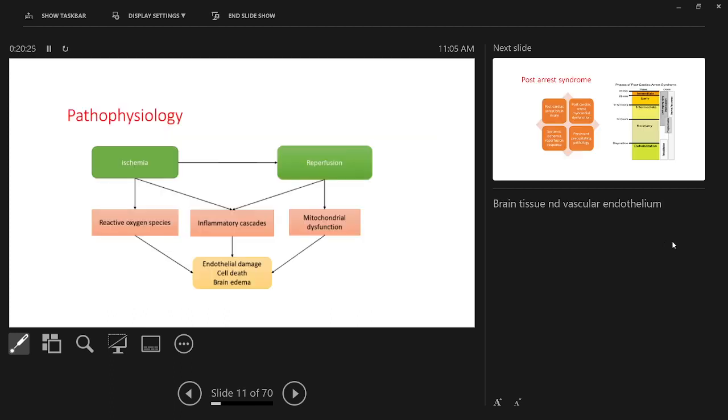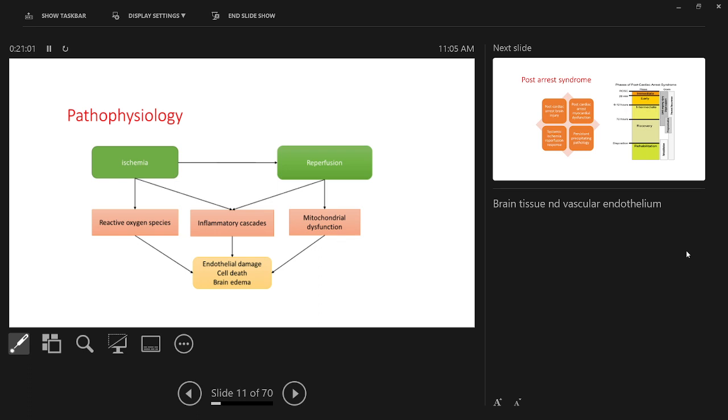Regarding the pathophysiology of post-cardiac arrest syndrome, there are two components: ischemia, and when there is ROSC, reperfusion. Due to these two processes, initially at the cellular level there is mitochondrial dysfunction. Due to the mitochondrial dysfunction, there is increased activation of the apoptosis pathway and increased release of cytochrome C, so there is more chance of cellular damage. Both ischemia and reperfusion lead to increased formation of reactive oxygen species and increased activation of inflammatory cascades, with increased formation of interleukin 6 and tumor necrosis factor.